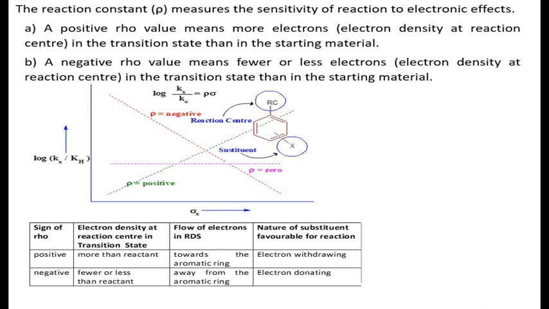Second observation: if a rho value is negative, that means there are fewer electrons, or less electron density, at the reaction center in the transition state than in the starting material. There is one general representation for the Hammett plot: log of kx upon kh, the rate constant, versus the substituent constant.